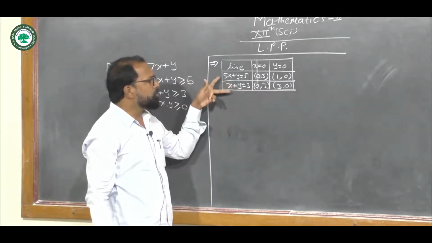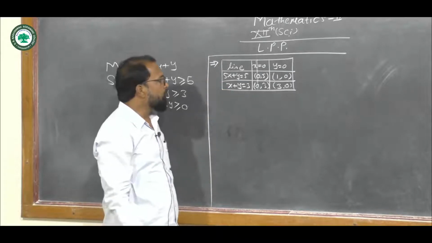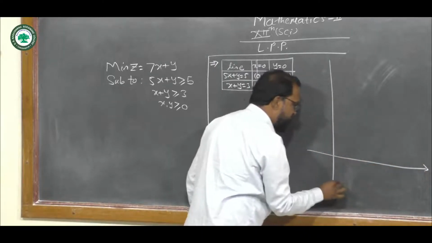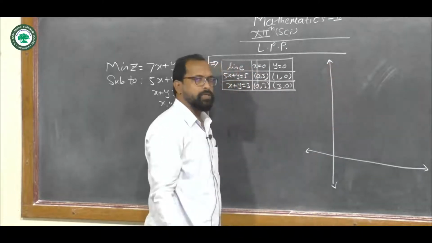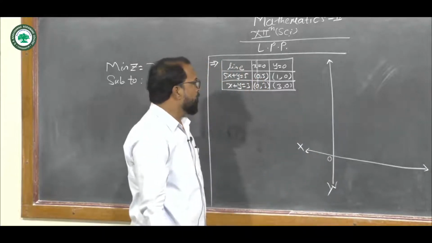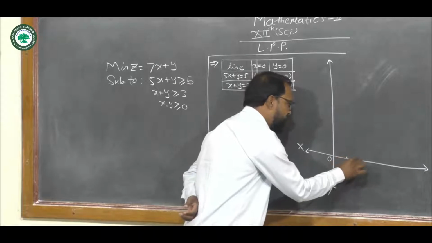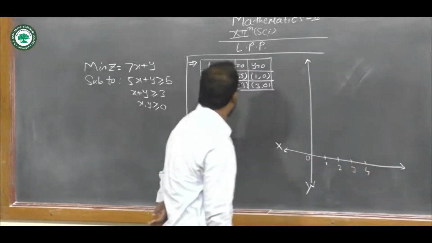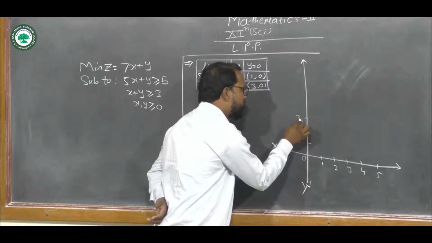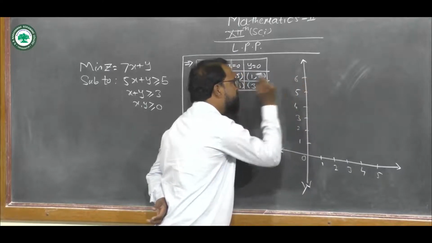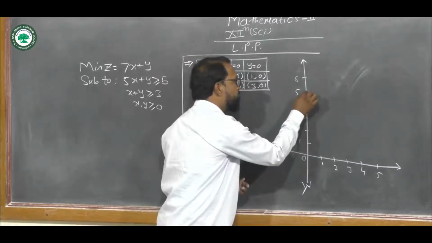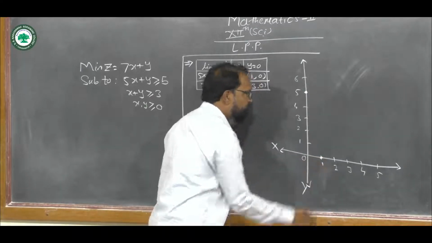Now after getting these points for the lines, we draw a graph. Since a non-negative constraint is given, we consider only the first quadrant. Here this is the x-axis, this is the y-axis, and here it is the origin. Now we take the appropriate scales, that is 1, 2, 3, 4, 5, and say here 1, 2, 3, 4, 5 and 6. Now for the first line, the two points are 0, 5, this is the 0, 5 point, and next point is 1, 0, this is the 1, 0.